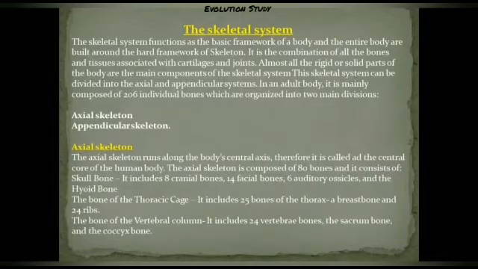The axial skeleton is composed of 80 bones and it consists of the skull bones. It includes 8 cranial bones, 14 facial bones, 6 auditory ossicles, and the hyoid bone. The bones of the thoracic cage include 25 bones of the thorax: a breastbone and 24 ribs. The bones of the vertebral column include 24 vertebrae, the sacrum bone, and the coccyx bone.